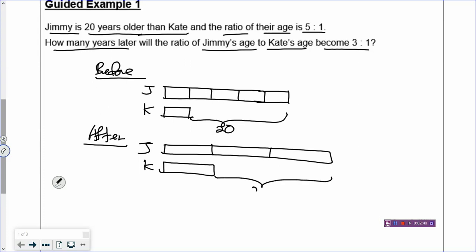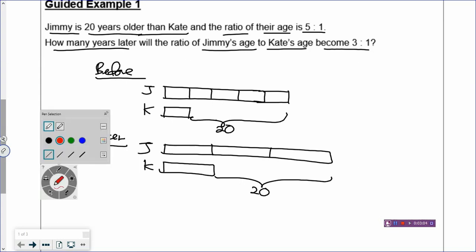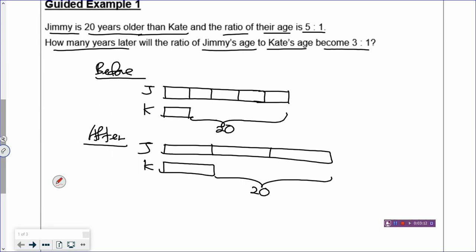And of course, the age difference is always the same. If you look at the model, Jimmy has 4 boxes more than Katie in the before, and in the after, Jimmy has 2 boxes more than Katie. Can I make the number of boxes the same? Yes, I can. I will look at the after model and cut the 2 more boxes that Jimmy has into 4 more boxes, like this. Now you have 4 more boxes already: 1, 2, 3, and 4.